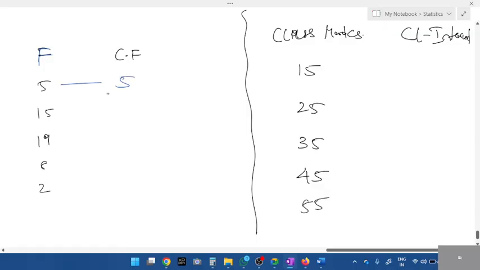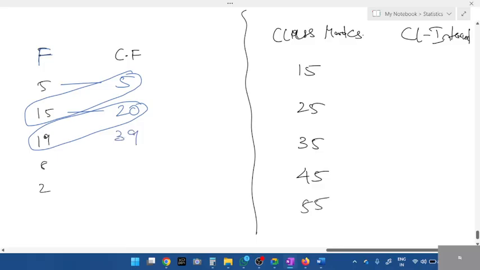Keep the first one as it is, 5. Next, which two you have to add? Which two students? How much is 5 and 15? 20. Next, 20 plus 19? 39 plus 8? 47. 47 plus 2? Right?